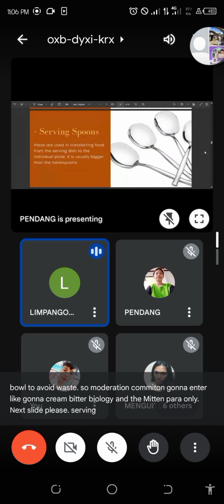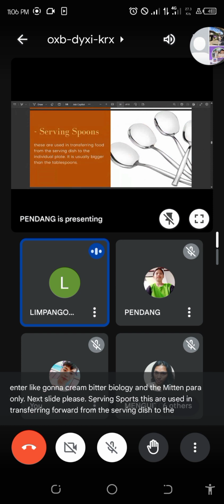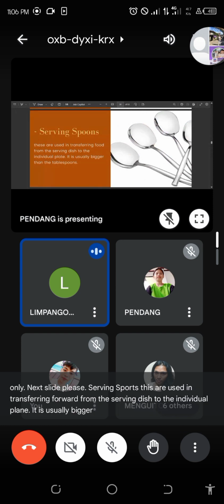Serving spoons. These are used in transferring food from the serving dish to the individual plate. It is usually bigger than the tablespoons.